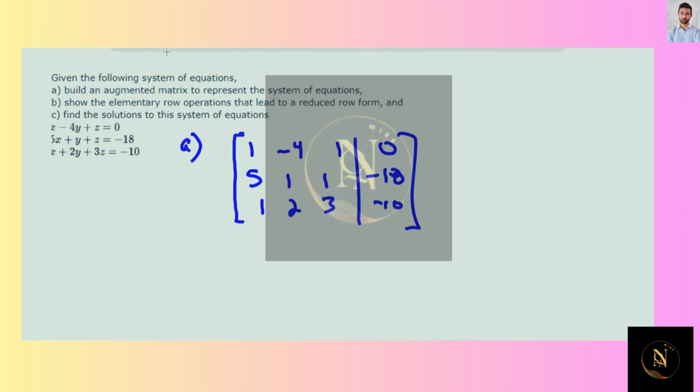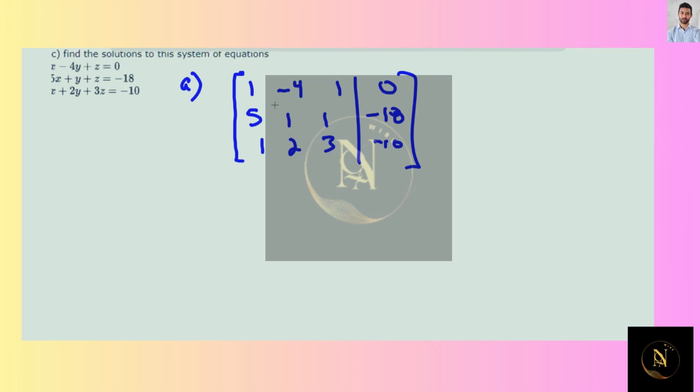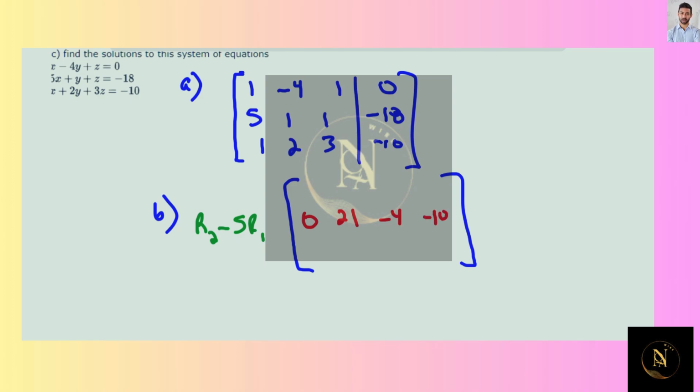Now, unless there was a typo here, this is going to take a little work to get to reduced row echelon form. So we could start by taking row 2 and subtracting 5 times row 1 so that we can get a 0 in row 2 column 1. So that will give us a new row 2 of 0, 21, negative 4, and negative 18, where rows 1 and 3 remain the same.